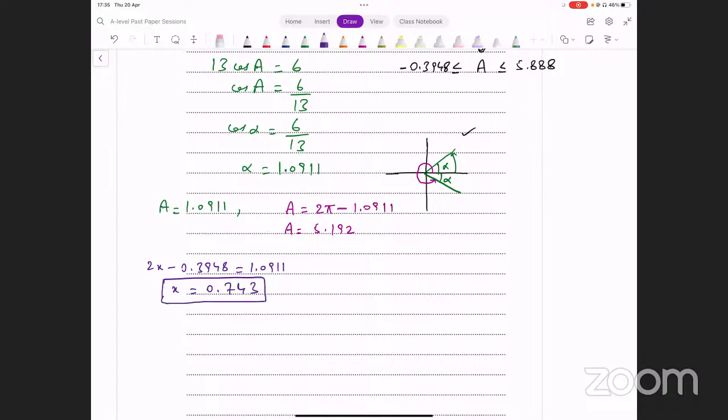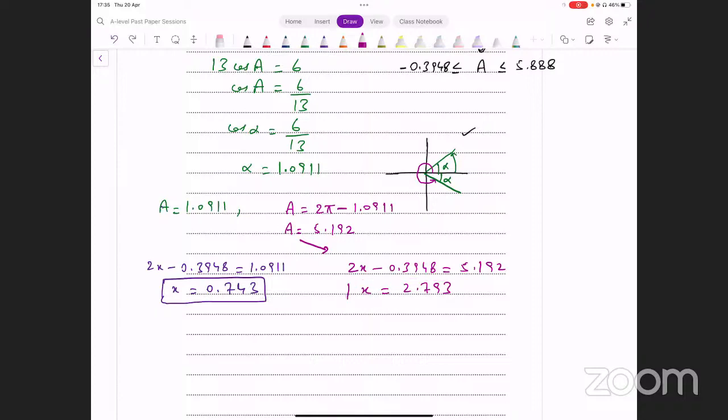ठीक है. Similarly, do the same for the other one. A की जगह पे आप वापस क्या करें? 2x minus 0.3948 डाल दें. That should equal 5.192 and calculate x from this as well. So 5.192 plus 0.3948, that divided by 2, that gives us 2.793. This is the other value of x that I'm getting from this.